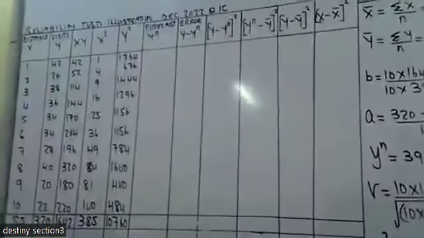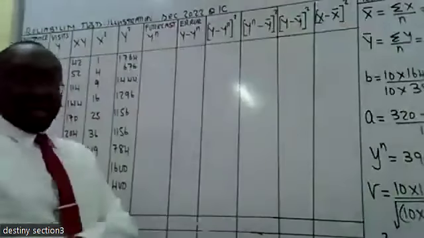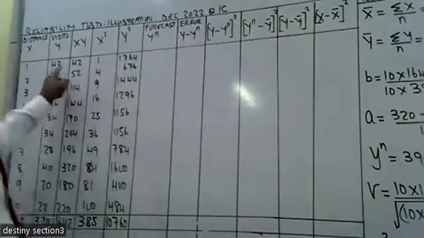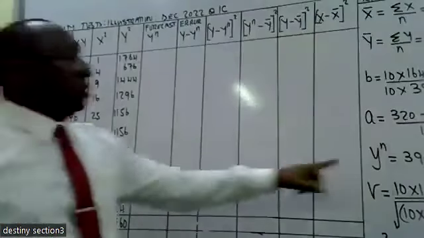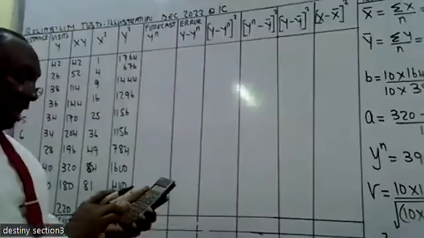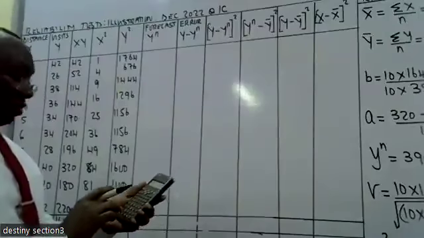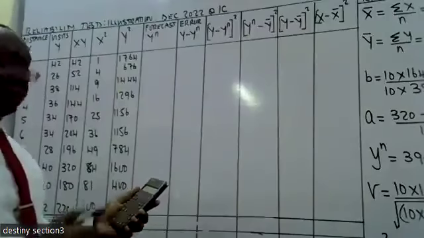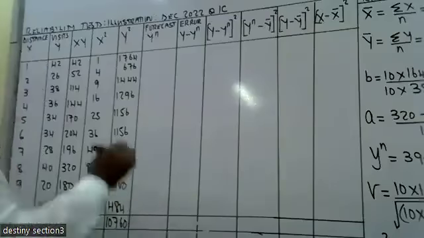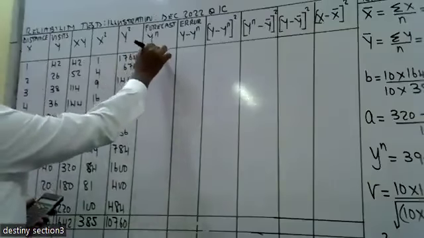In getting the predicted values, you take the value of x here and put it into the equation. So take a calculator and let's start. Say 39.87, not plus, it is minus 1.43 times 1. Are you getting 38.44? 38.44.